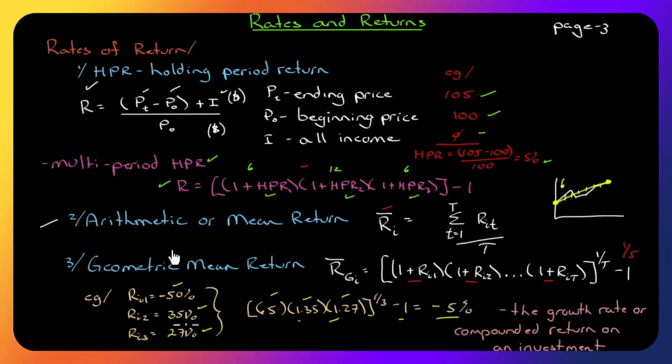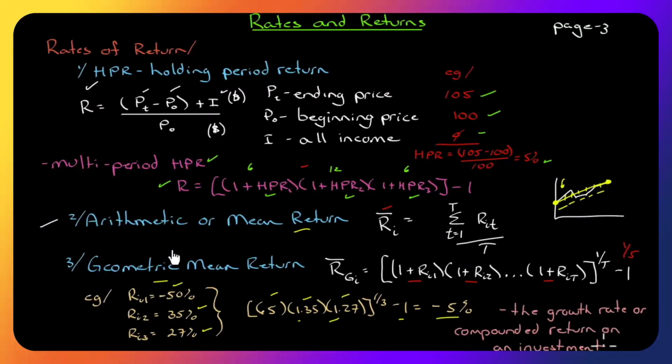If you took an average of these, you'd get a different number. The arithmetic mean and the geometric mean will be equal when every return is identical. As soon as you introduce variability into the returns, the arithmetic mean will be higher, always higher than the geometric mean. So what is the geometric mean measuring? It is measuring the growth rate or the compounded return of an investment.